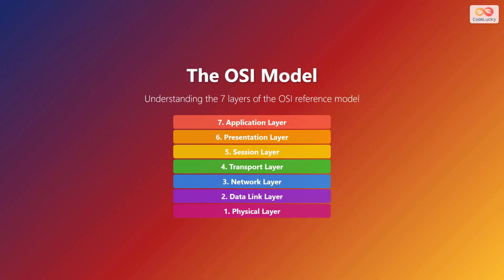In this presentation, we are going to explore the Open Systems Interconnection, or OSI model. The OSI model is a conceptual framework used to understand how data travels across a network. Let's dive into understanding the 7 layers of the OSI reference model.